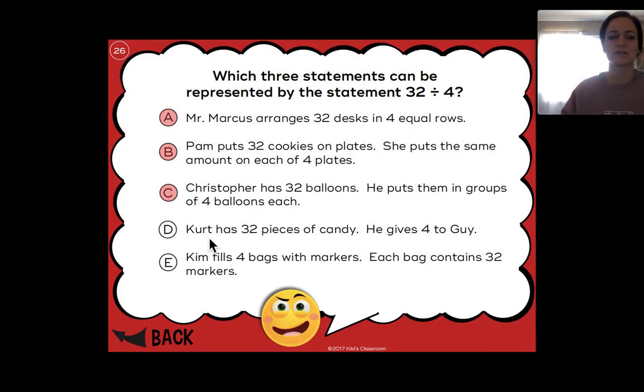Now let's look at these bottom ones that weren't 32 divided by 4. Kurt has 32 pieces of candy and he gives 4 to Guy. Well, if you're giving 4 away, are you dividing? No, right? That would be 32 minus 4. Let's look at this one. Kim fills 4 bags with markers. Okay, so she's got 4 bags. Each bag has 32 markers. Well, that would be 4 groups of 32. That's 4 times 32. Okay, totally different answer. So you should have gotten A, B, and C.